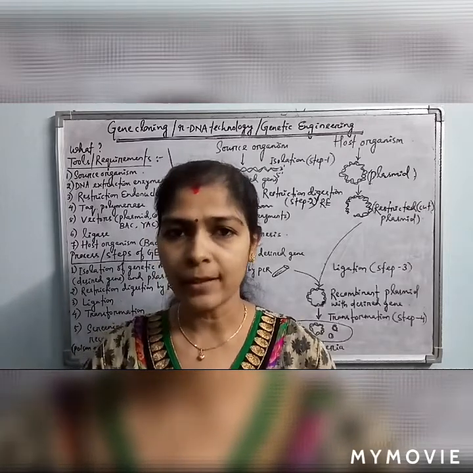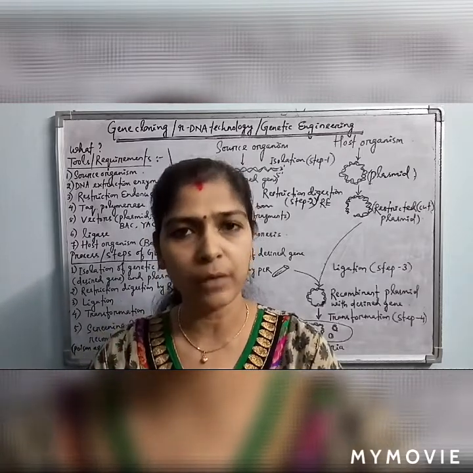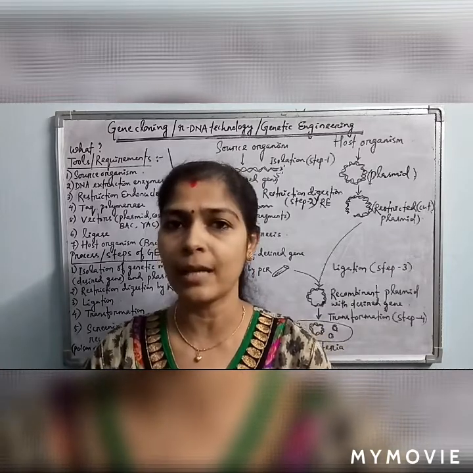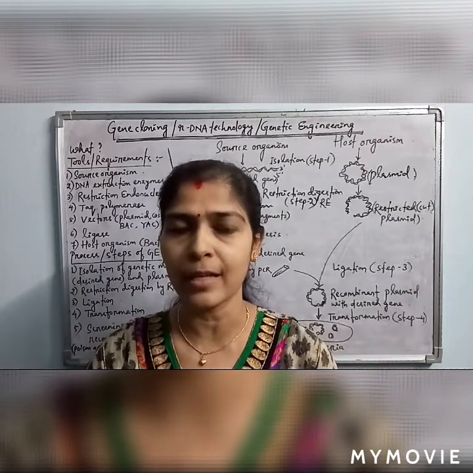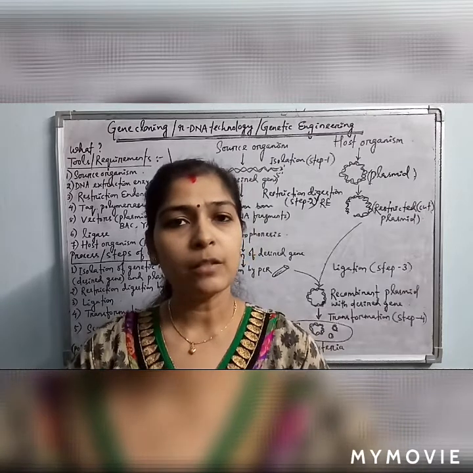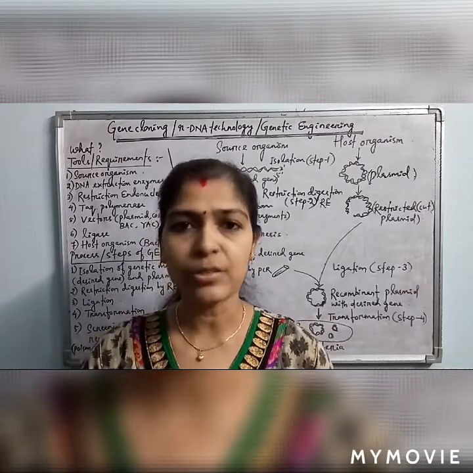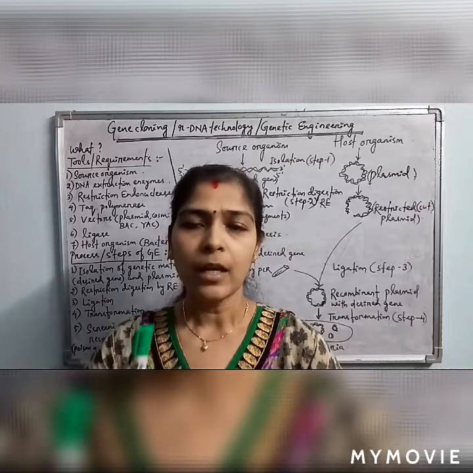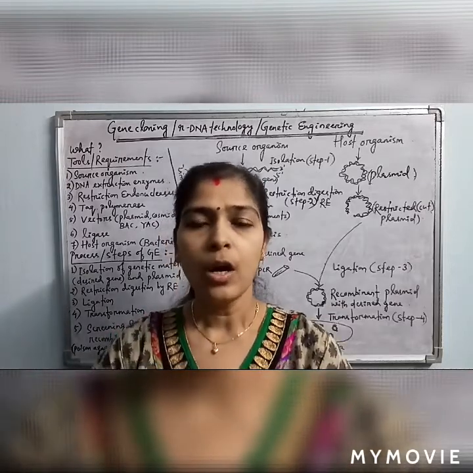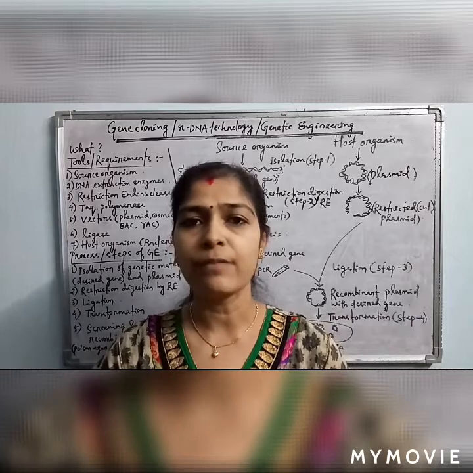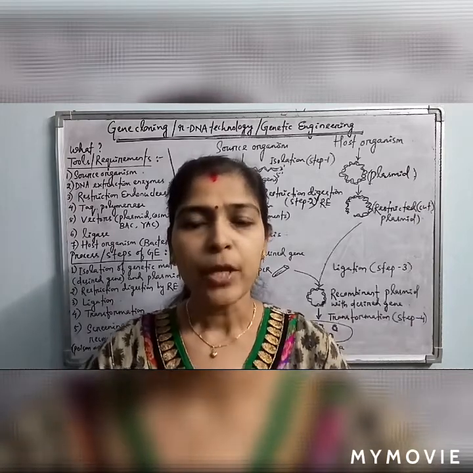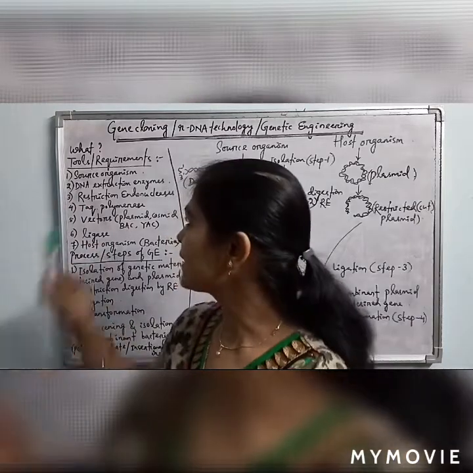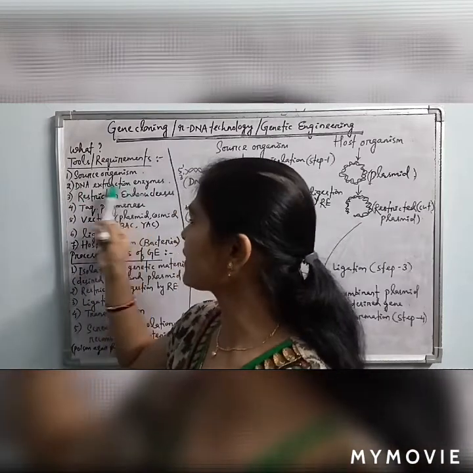If the source organism is a bacteria, then we can utilize the enzyme lysozyme to break the cell wall of bacteria. Depending upon the source organism, different types of enzymes are utilized to break the cell wall, to get the cellular extract, and after getting the cellular extract, different types of enzymes are also needed to purify the DNA. So the first is the source organism, and the second is the DNA extraction enzymes.